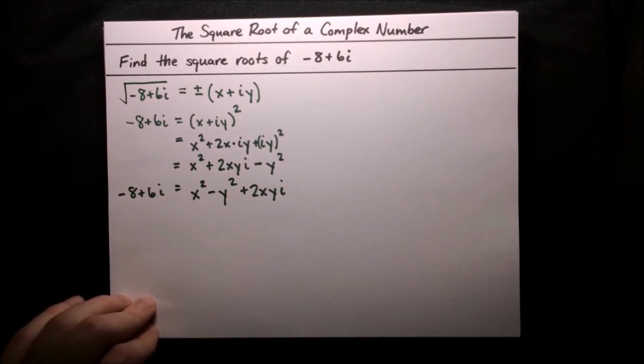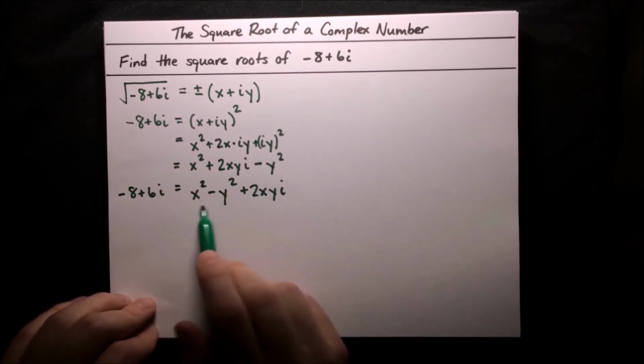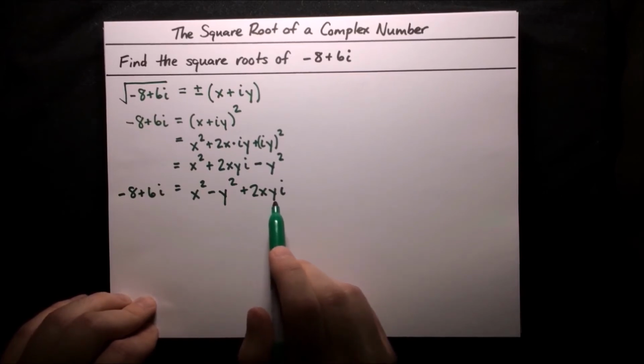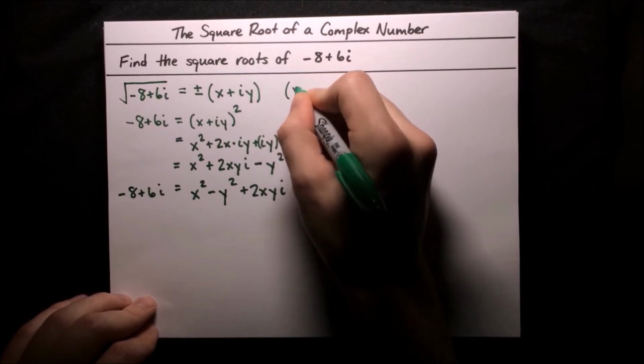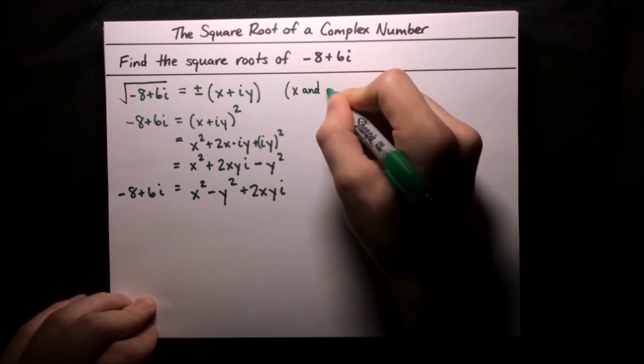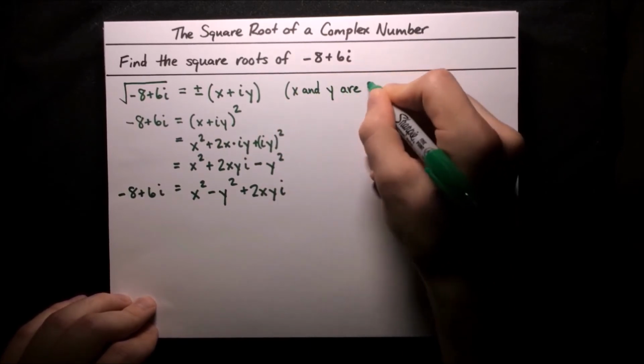Now this might look kind of tricky. It looks like a single equation with two unknowns. How do we solve it? Well, there's one thing that we can do. We can introduce the constraint that x and y are real.